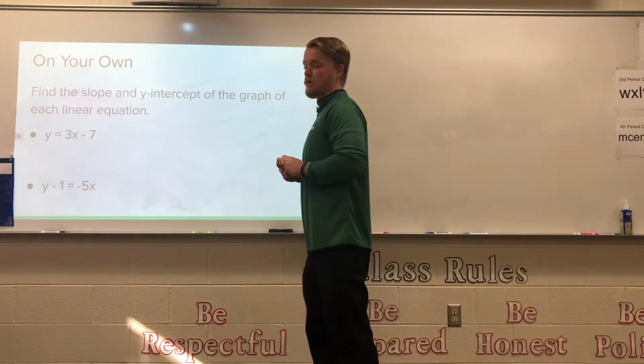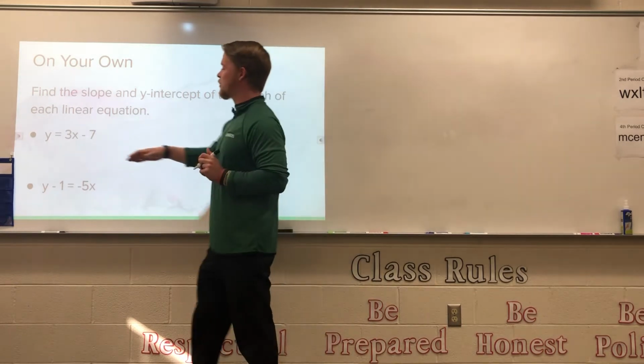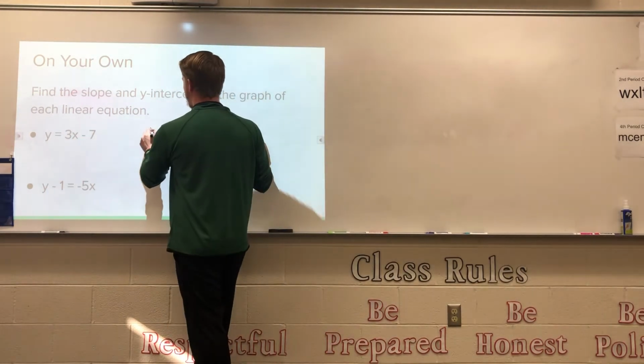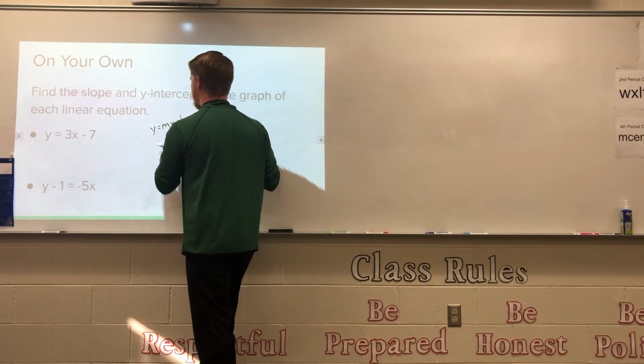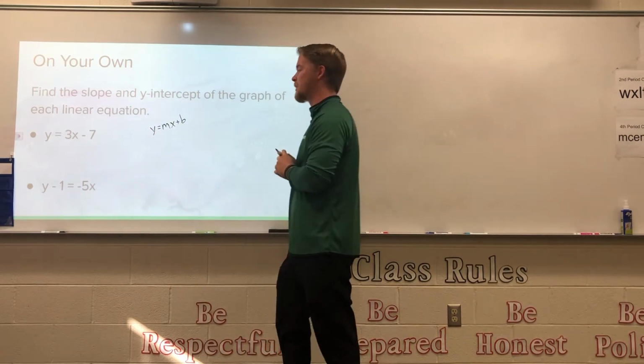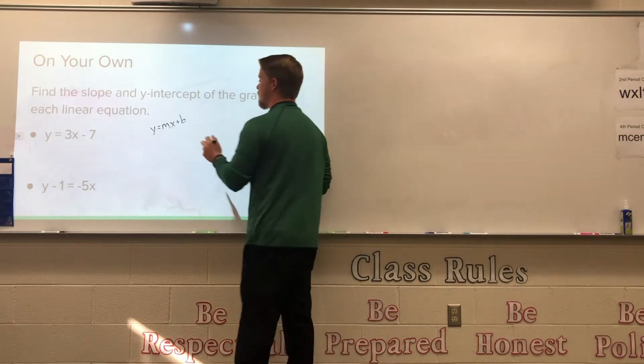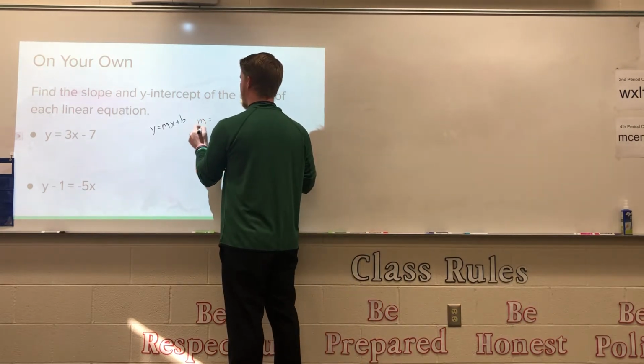So hopefully you pause the video and try this out. Again, this first one, you can check and ask yourself, is it already in slope-intercept form? And this one luckily is. It is in slope-intercept form, y equals mx plus b. So then we just pick out our m and pick out our b.